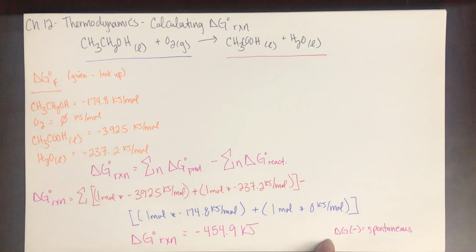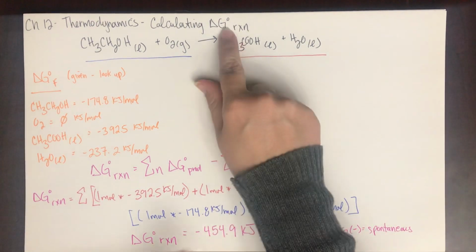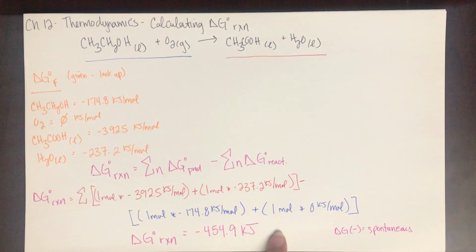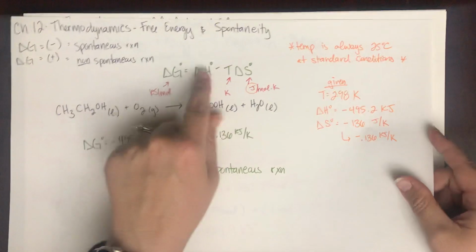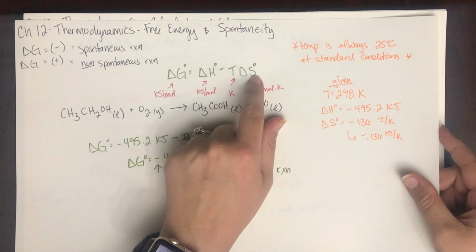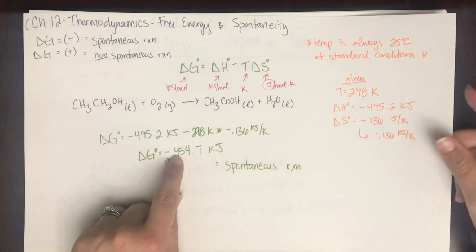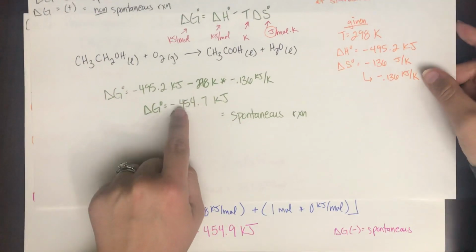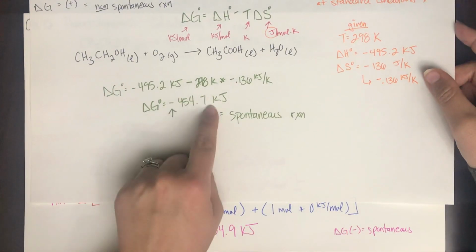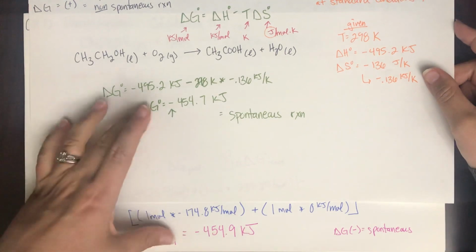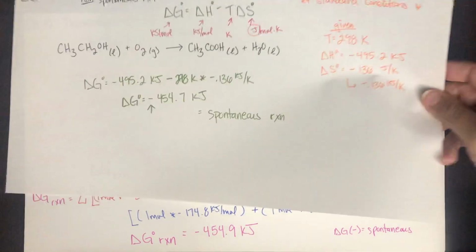And again, there are two different ways to solve for delta G of the reaction. If you're given the delta G's of formation, you can do this. If you're given the enthalpy and entropy of that reaction, you could use that method. So look, when we did it this way, we get delta G equals negative 454.7 kilojoules. When we do it this way, we get negative 454.9 kilojoules. These are the same number.